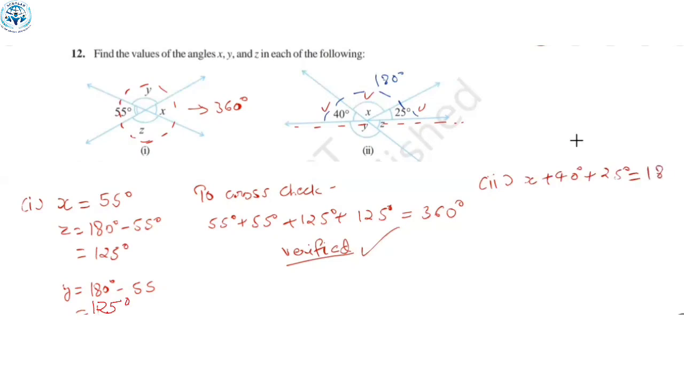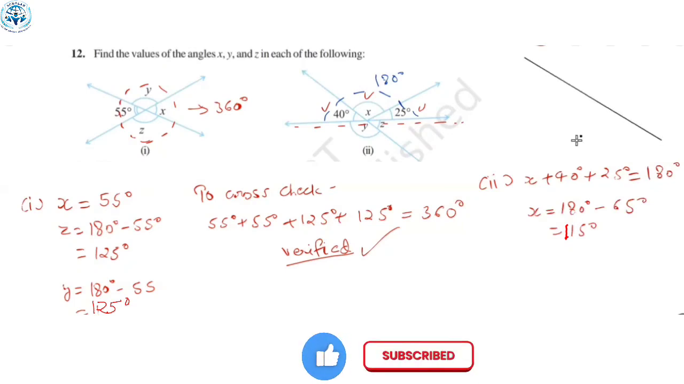When you add the two angles and subtract from 180 degree, the result is 115 degree. The value of x is 115. Let's proceed. Now we will find y and z.